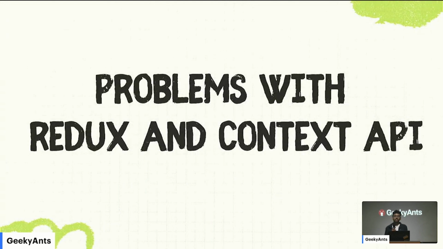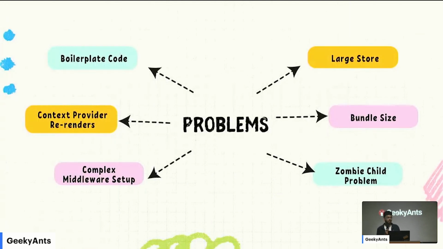To find this, we need to understand what the problems are with the traditional architecture of Context APIs and Redux. Most big orgs use Redux because it is very old. I think it was published in 2015, and there's a lot of boilerplate code to connect it with React. We used to wrap our whole app in a context, and there's a complex middleware setup, and it increases the initial load of your app because of a global store. Also, bundle size is a big issue.